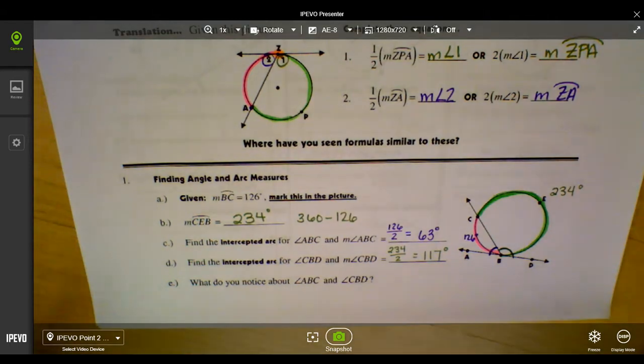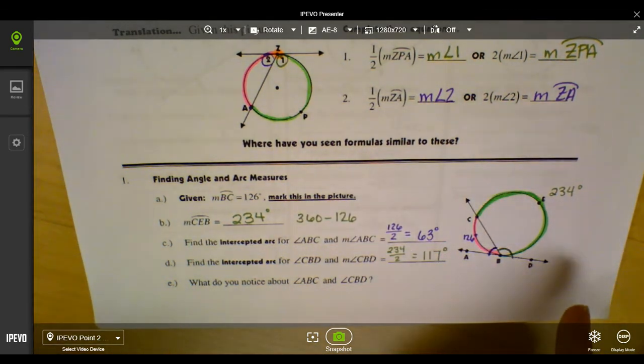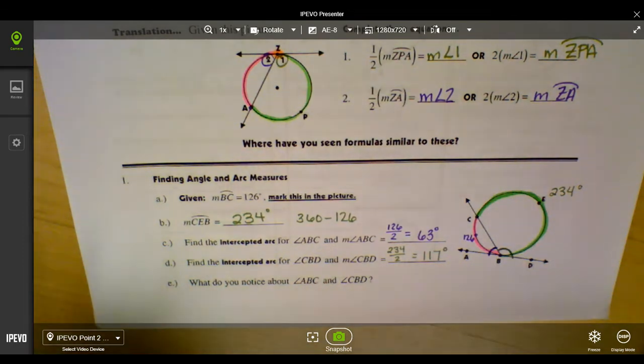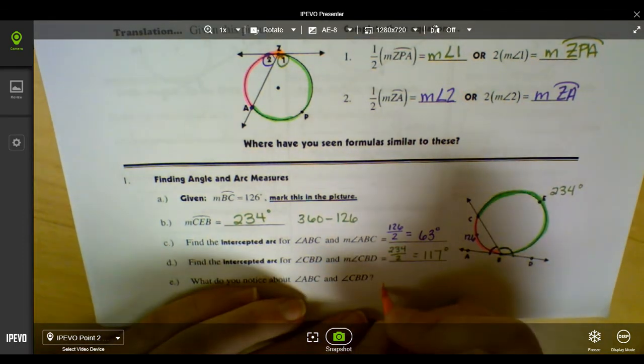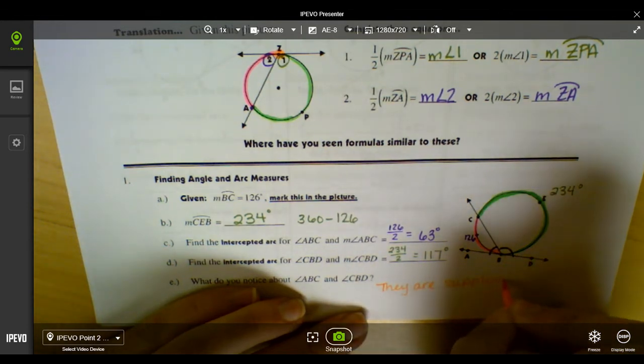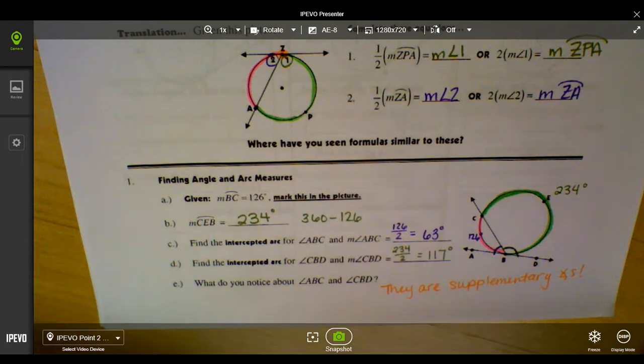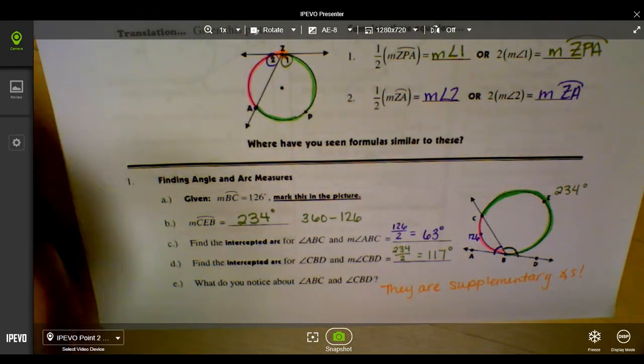All right, and then it says, what do you notice about angle ABC and CBD? Hopefully you shouldn't even need to see the actual numbers. You should be able to just look at the pictures, but the numbers confirm it. They add up to be 180 degrees, so that means that they are supplementary angles. It makes sense because if you're using the whole entire circle, and you're cutting that in half to get those intercepted angles, then it's going to be 180 degrees altogether. All right, let's go on to the back page.